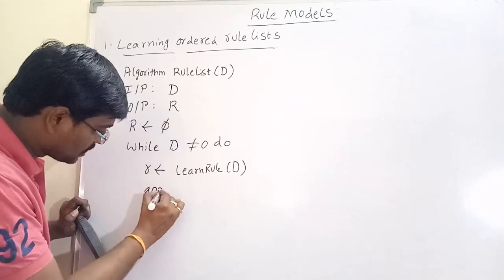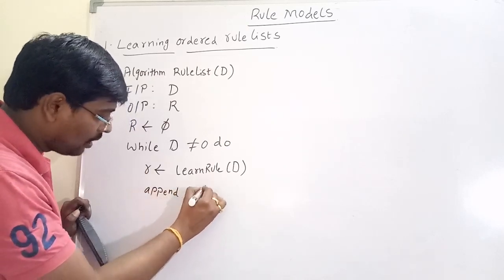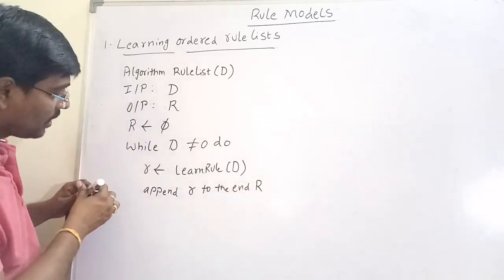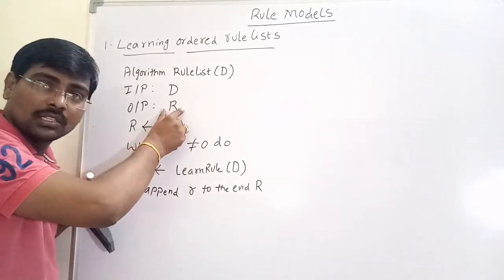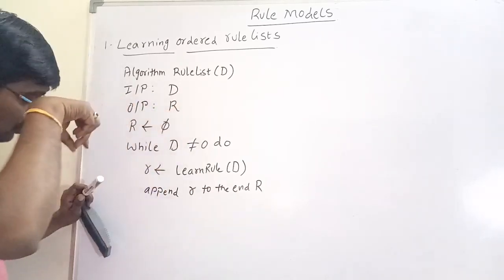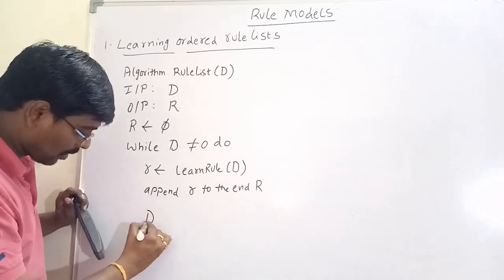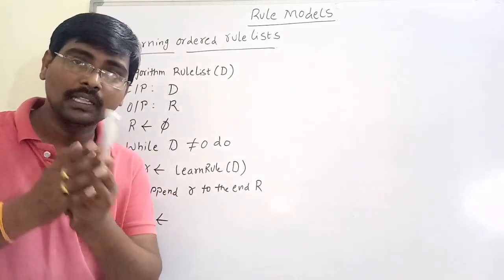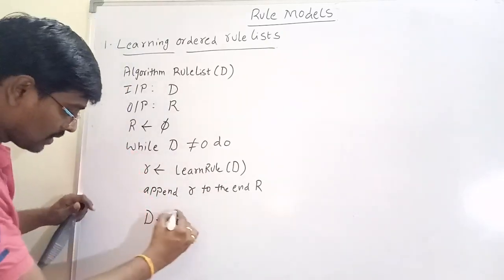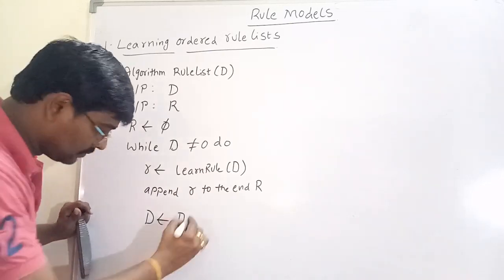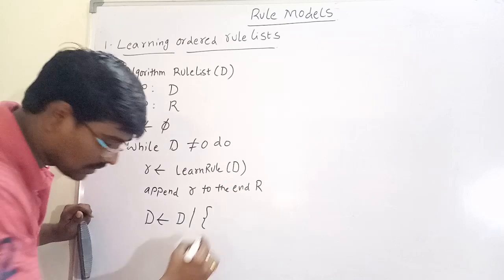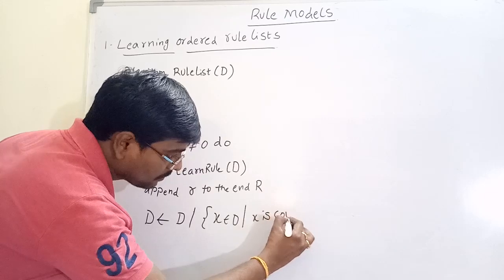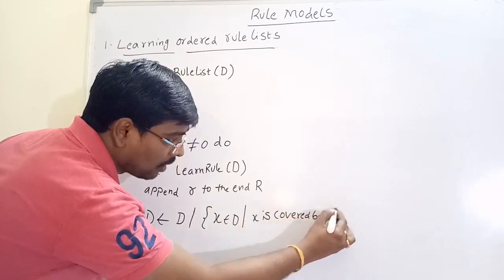Whenever a rule is generated, what we will do? Append R to the end of capital R. That is, a rule is generated, and the rule is added to our rule list. Now our data set becomes, that means separate and conquer means we are eliminating some of the examples. So our data set becomes D such that x belongs to D, x is not covered by R.